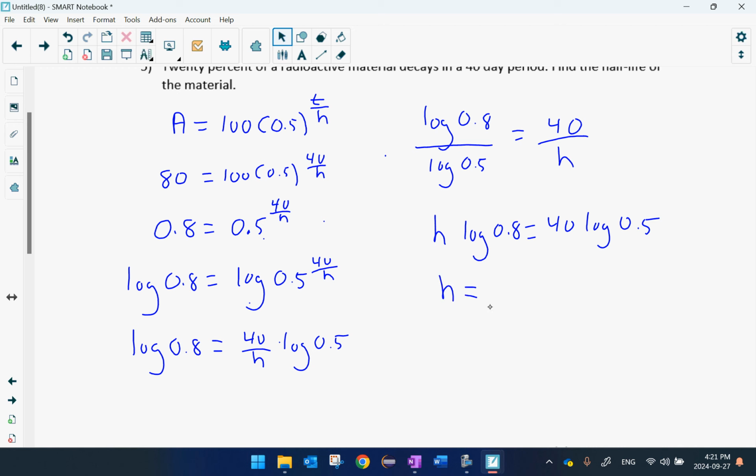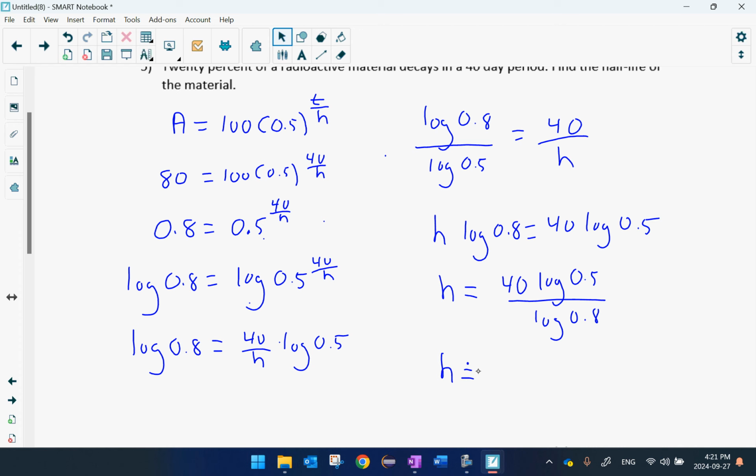Remember that these logs are really just numbers. A lot of people are confused by log 0.5 and log 0.8, but they are just numbers. At any point in time, we could fill them in, we could calculate them on our calculator if we wanted to. It's kind of like when you deal with sine and cosine. The sine of something is just a number, same with the cosine. It's the same with logs. Here's my exact value for the half-life.